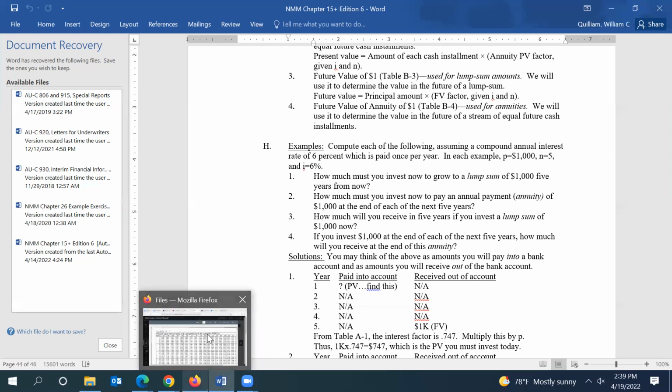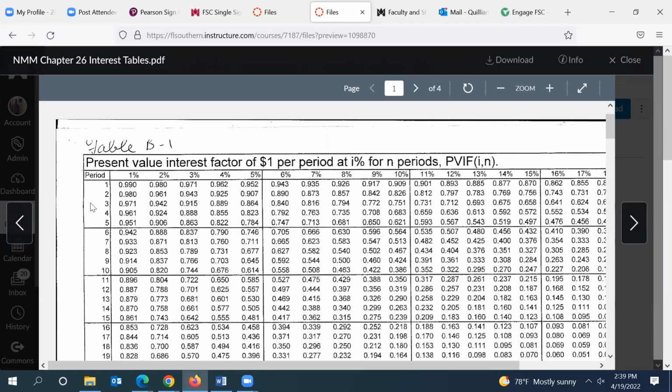So for this, I'm going to go to the interest tables, and I'm going to go specifically to table B1, the very first one that you have. It's the present value interest factor of $1 per period at an interest rate of whatever that may be for n periods. So if we have a principal of 1, that's what this is based on. I will show you. Let me look up the factor first.